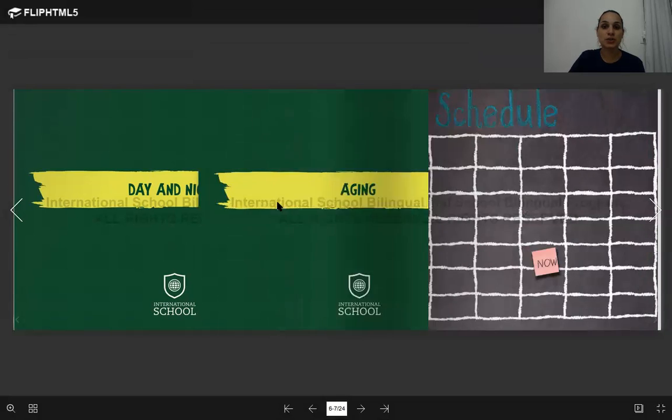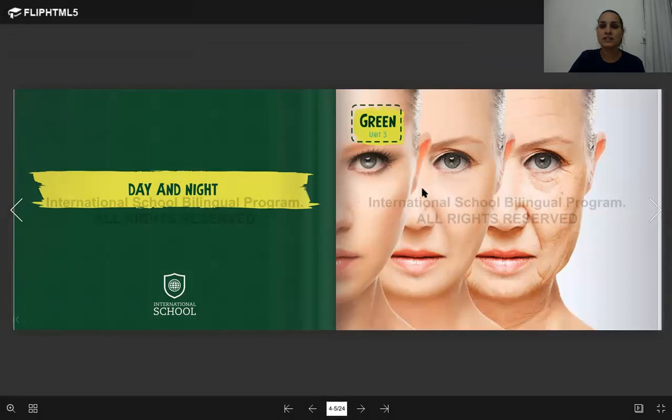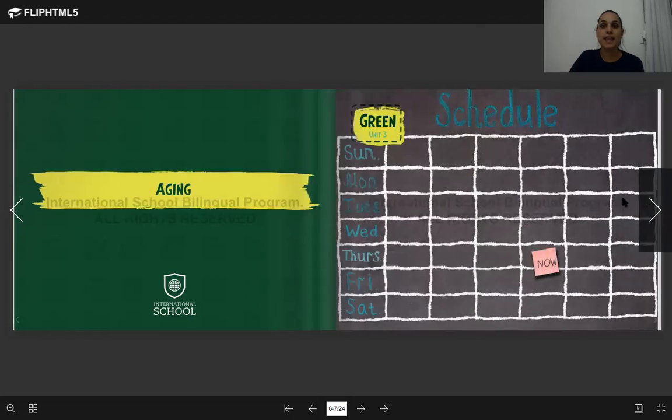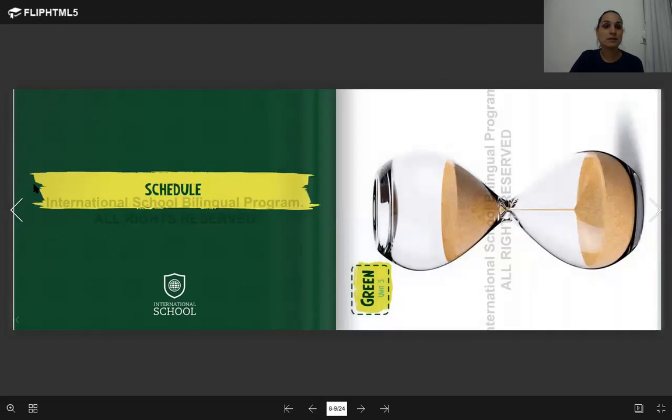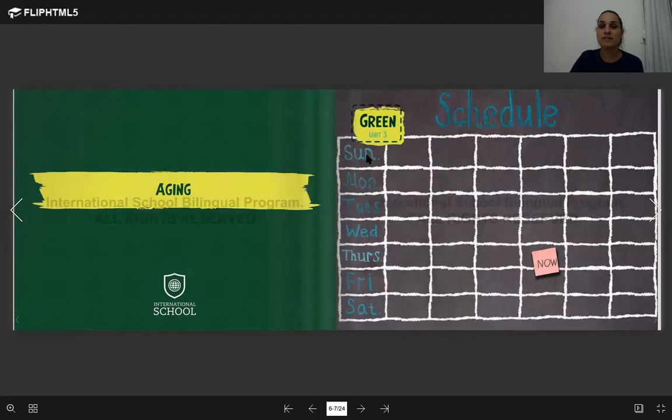Look at this picture. This picture is aging. We can see the woman's stages. She's young, she's middle aged, and now she's old. Okay, she's a lady, man, girl, a woman. So we talk about aging. This is about schedule. Okay, so look here, schedule. We have Sunday, Monday, Tuesday, Wednesday, Thursday, Friday, and Saturday. We call this schedule what we do during these days, the days of the week. All right, so we call it schedule.